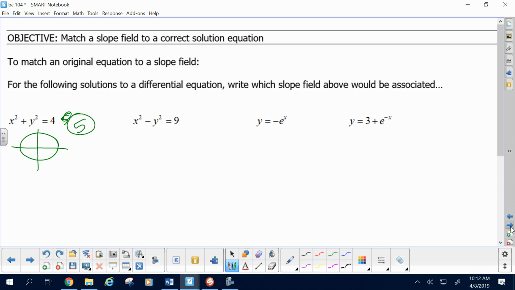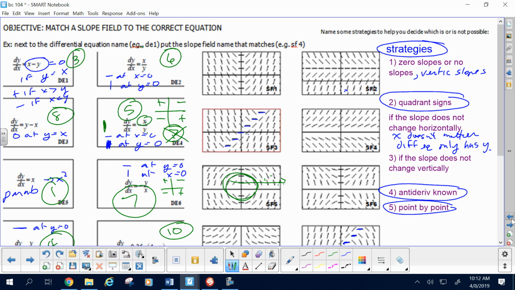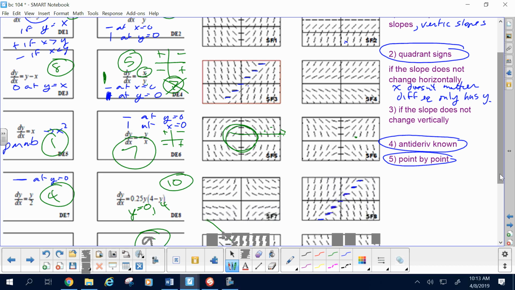What about x squared minus y squared equals 9? A hyperbola opening horizontally. Which slope field would make that kind of graph? Could be this guy, or it feels like not that guy. It feels like this guy, yeah? So it is slope field 6.